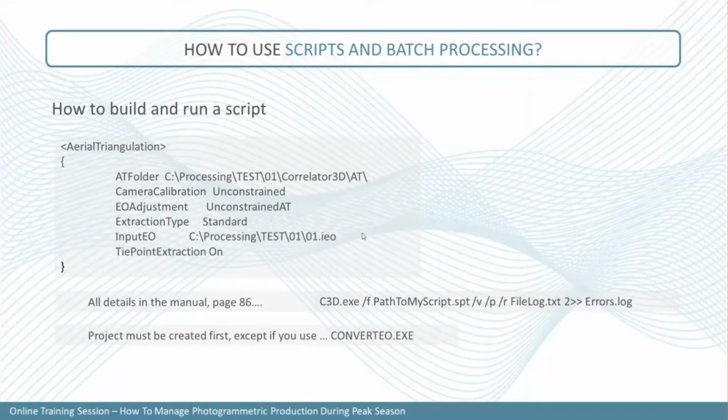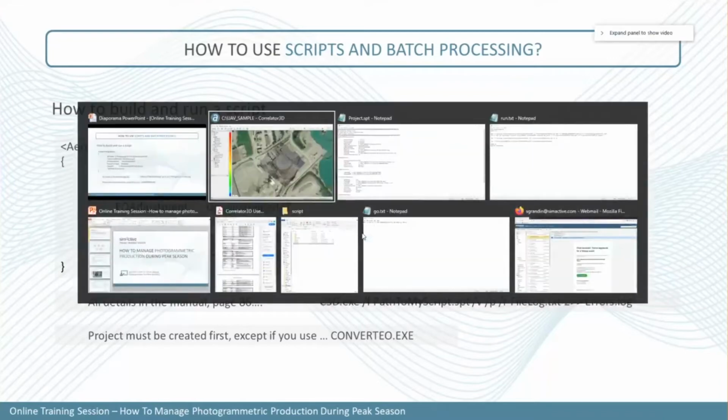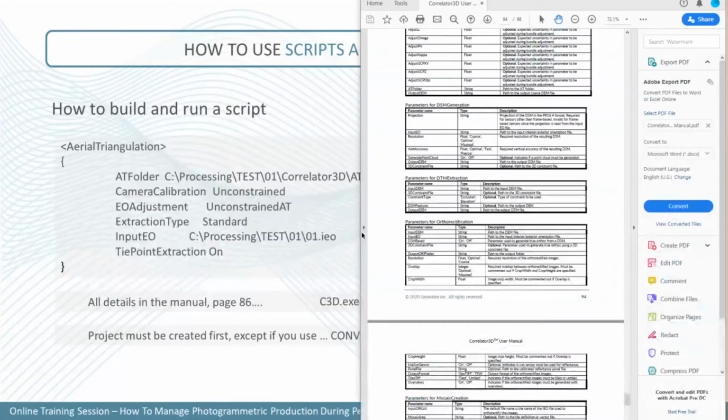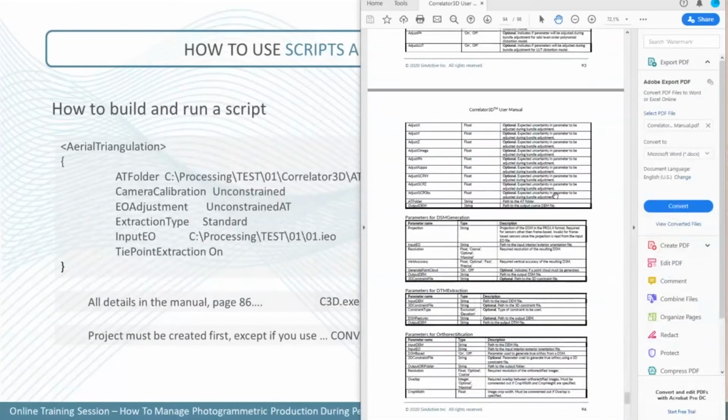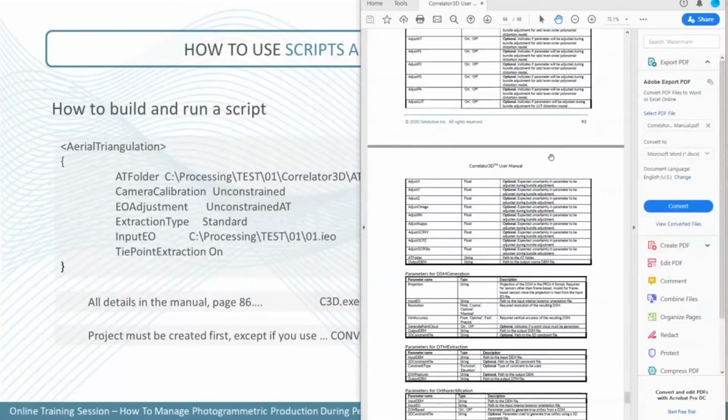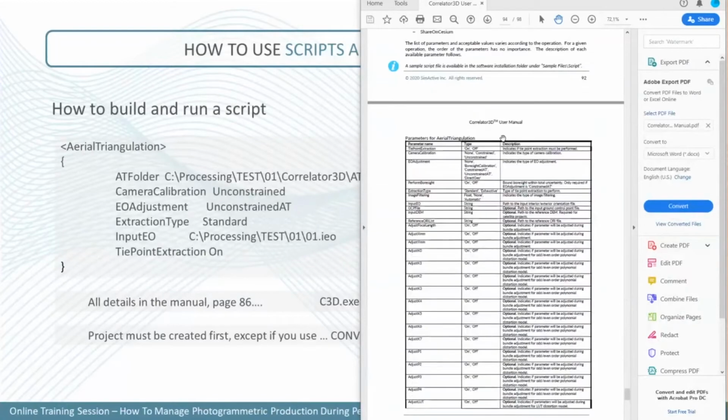As we can see here in the user manual, we have a lot of parameters available for the script. So if you're missing a parameter, sometimes you can go back to the user manual if you want to see all of those parameters. It also explains what the options are saying.